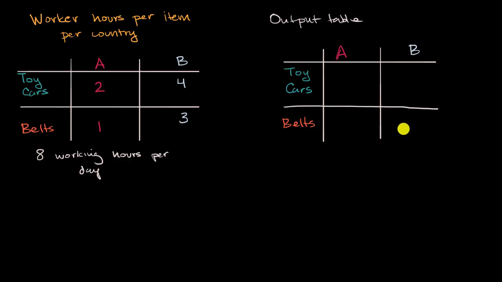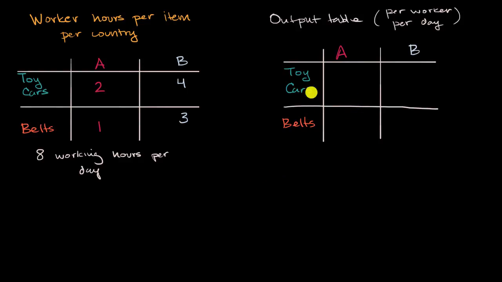And so see if you can fill these in. So how many toy cars per worker per day can we produce in country A? Then think about it for belts. Then think about both of them for country B. Pause the video and try to figure that out. All right, now let's think about how many toy cars per worker per day. And let me make it very clear. We're thinking per worker per day here. Because if we can fill out this output table from this, I guess you could call this an input table, then we can think about opportunity costs in the traditional way, and then we could think about in which country we have a comparative advantage.